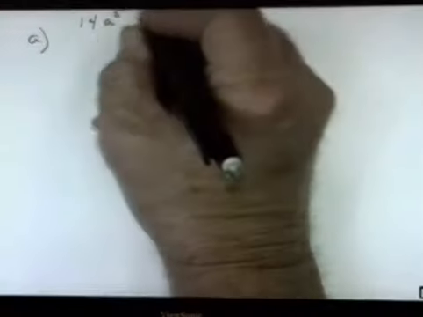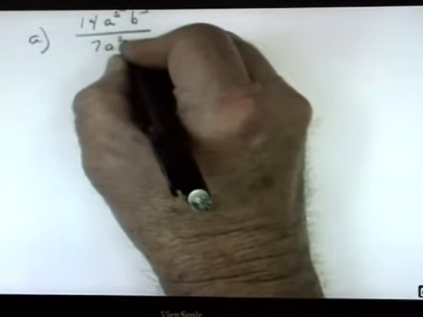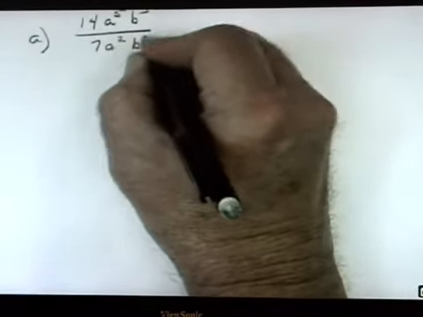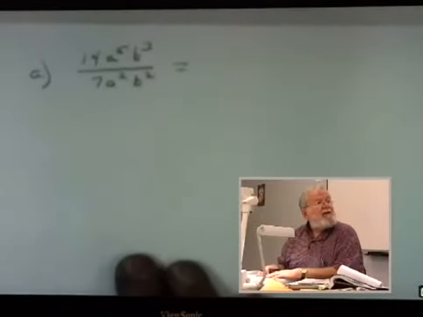Example 2 is again using the rules of exponents. Let's do this the easy way. Simplify 14a to the 5th b cubed divided by 7a squared b squared.